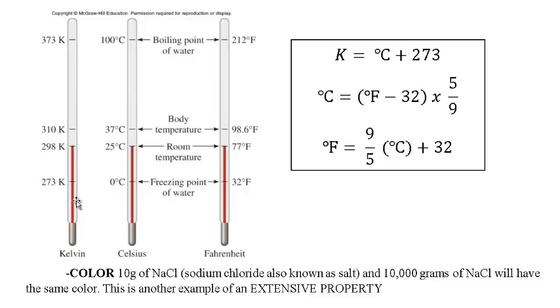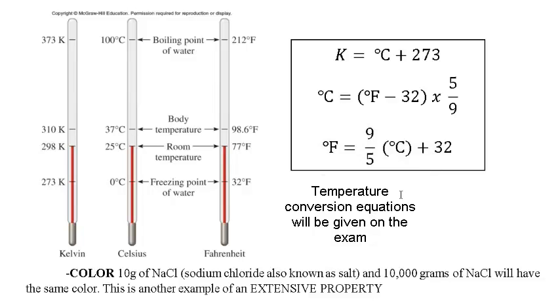Notice you cannot go negative in Kelvin. You can go negative in Celsius, like minus 10 degrees C. You can go negative in Fahrenheit, minus 10 degrees F. You cannot go negative in Kelvin. Kelvin only has positive values. All of these equations are temperature conversions, and you will be given these equations on the exam. Any temperature conversion will just require you to properly use the right equation to get to the right temperature units. So do not memorize these. They will be given to you on the exam.